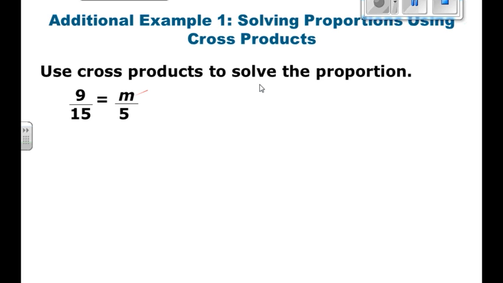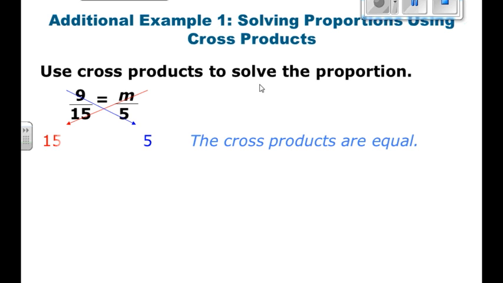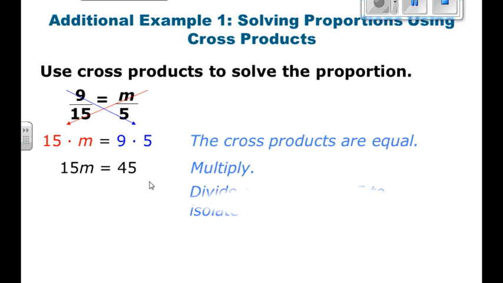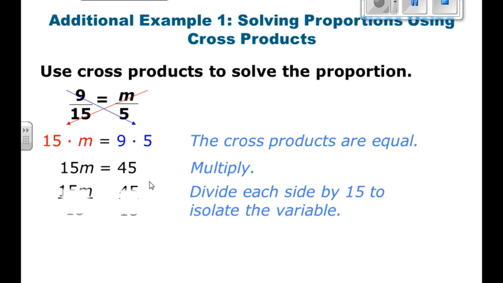So I take the denominator and multiply it by its opposite numerator and vice versa. So for this one, 15 times M, well, that will give me 15M. And 9 times 5, that will give me 45. And we can write that out. M times 15 gives me 15M. And 9 times 5, we can see the result gives me 15M equals 45. So now we're just at a simple one-step equation. I divide both sides by 15, and I get M equals 3.